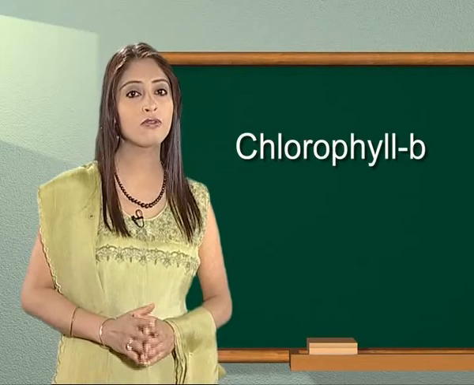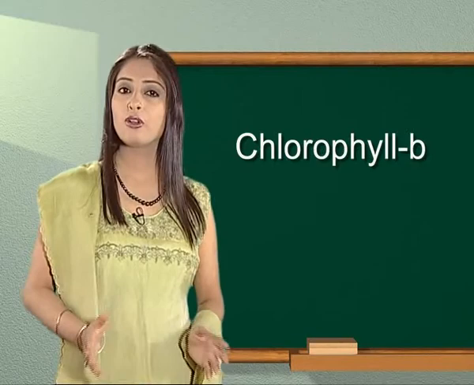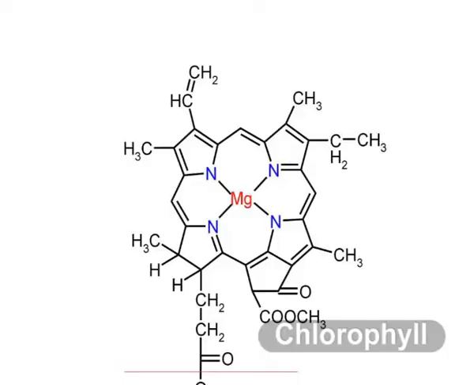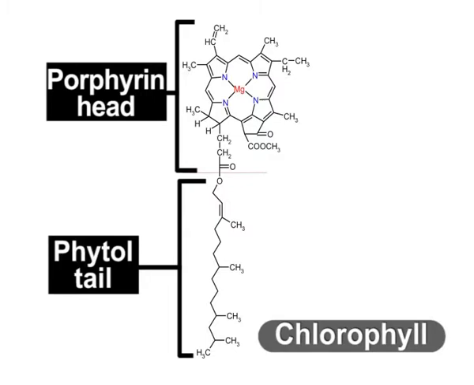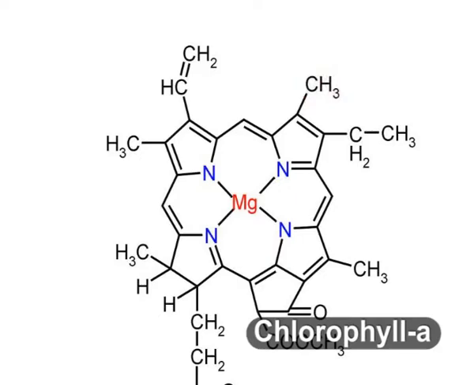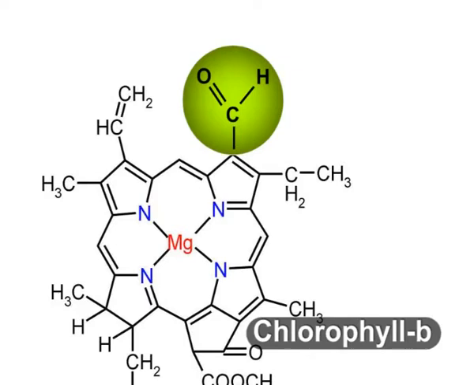Chlorophyll B constitutes about 1/4 of the total chlorophyll content. It is olive green in color. Chlorophyll B absorbs a different wavelength of light than that absorbed by chlorophyll A. The chlorophyll molecule looks like a tadpole with a porphyrin head and phytol tail. Chlorophyll A has a methyl group, that is CH3, whereas in chlorophyll B, there is an aldehyde, that is CHO group, on ring 2 of the porphyrin head.